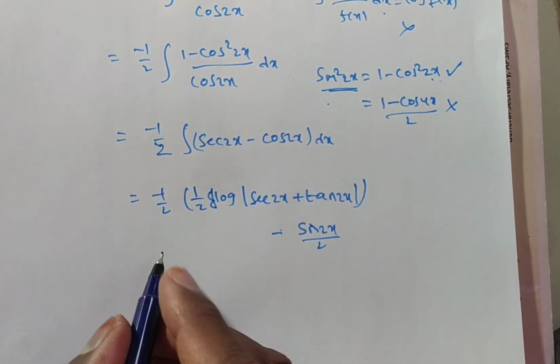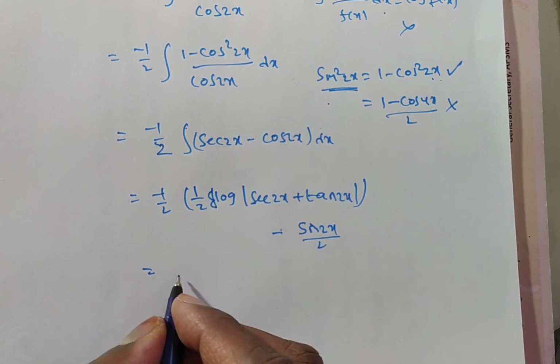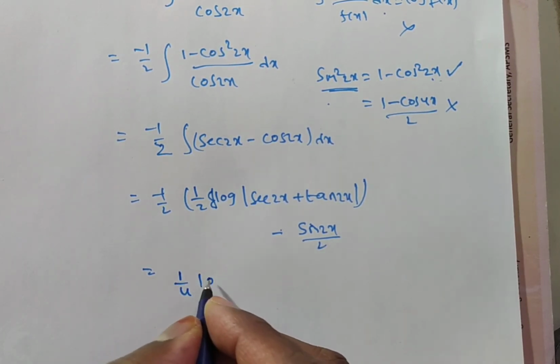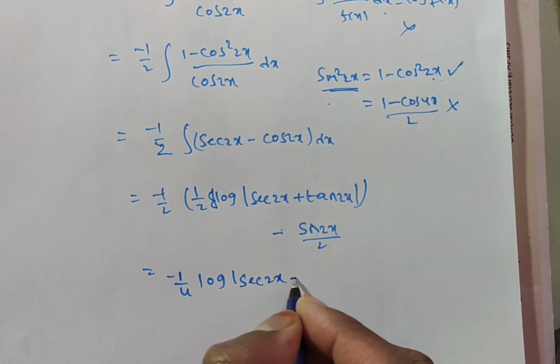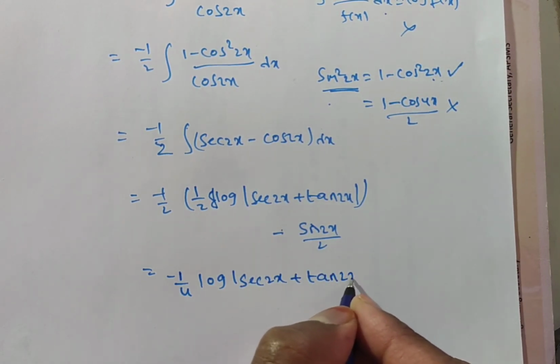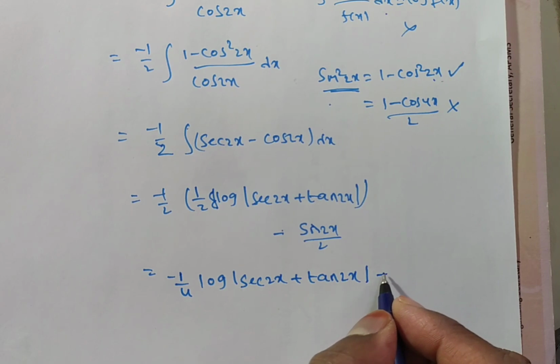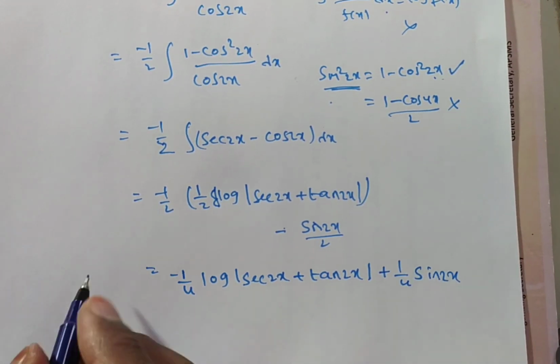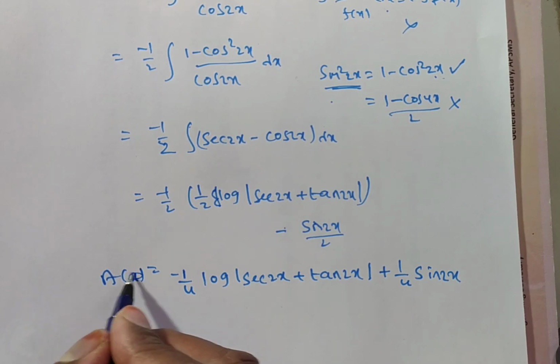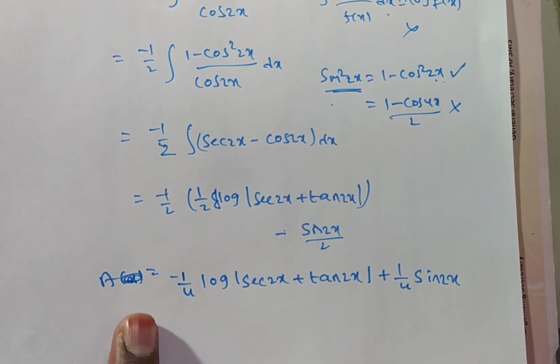Now you multiply inside minus 1 by 2, then you will have 1 by 4 times of minus 1 by 4 times log of secant 2x plus tan 2x, minus into minus plus 1 by 4 times sine 2x. What value is this actually? This is the value of a only, a of x. Of course, a is a function of x.